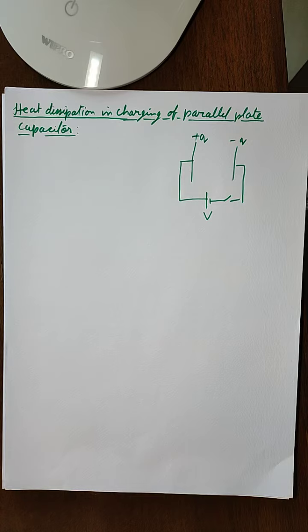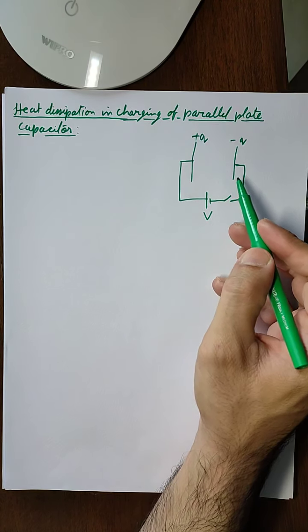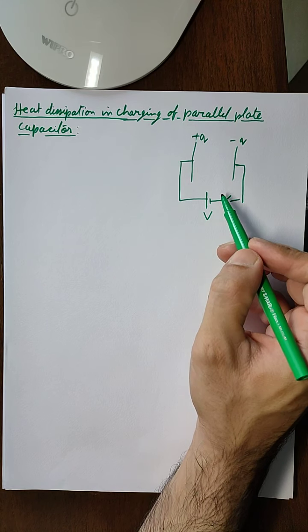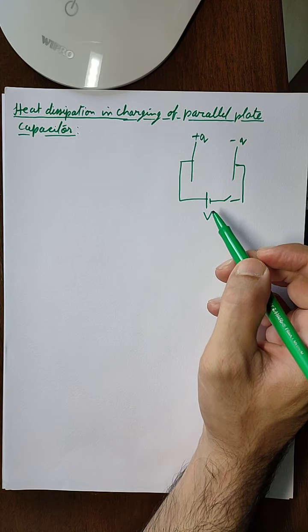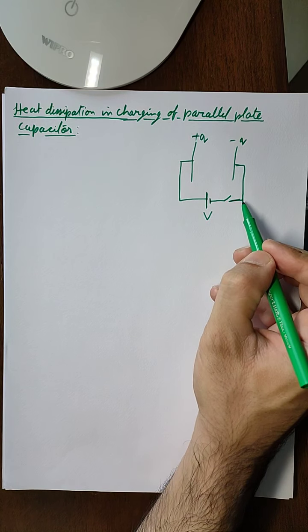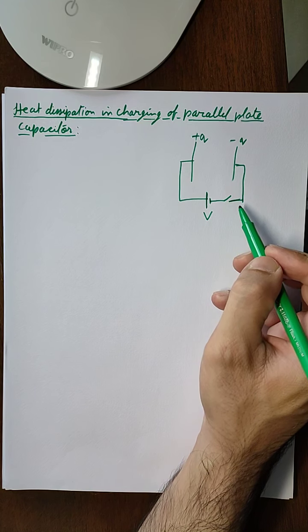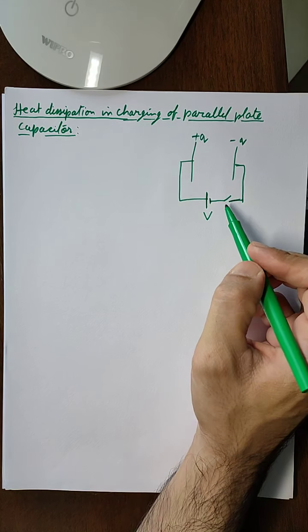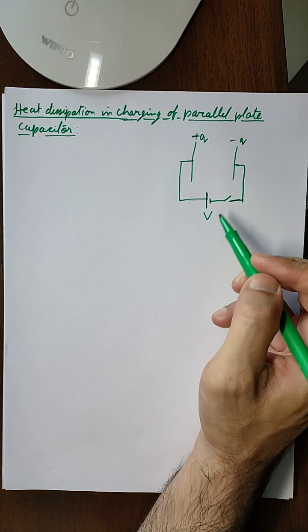Now in moving charge from one plate to another, since the battery is transferring the charge, that means the battery is doing some work. Now when the battery is doing some work, it is possible that some heat or some energy will be lost. So we are going to find out that energy that is being lost.